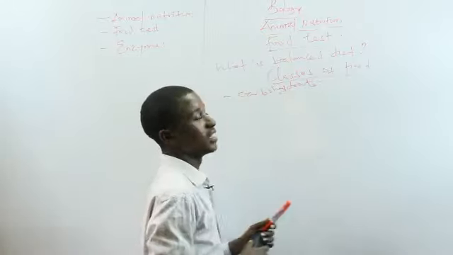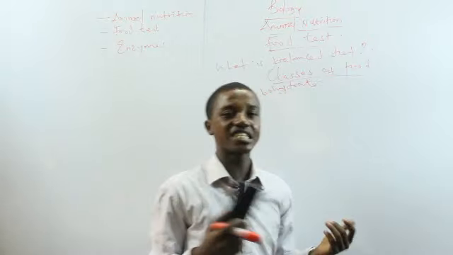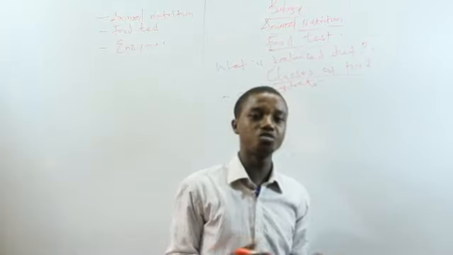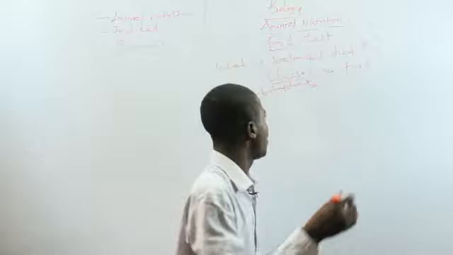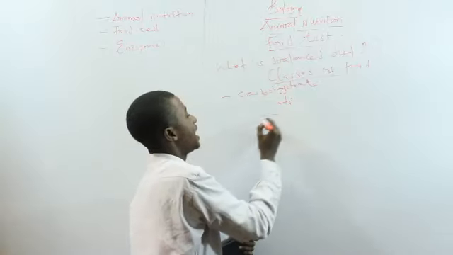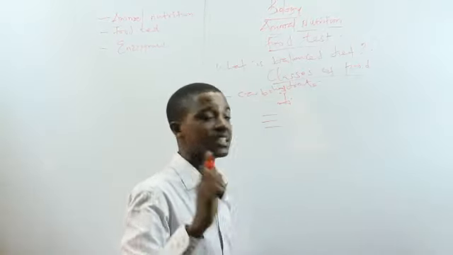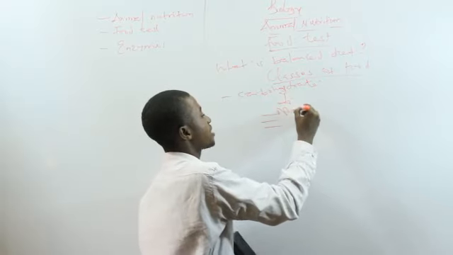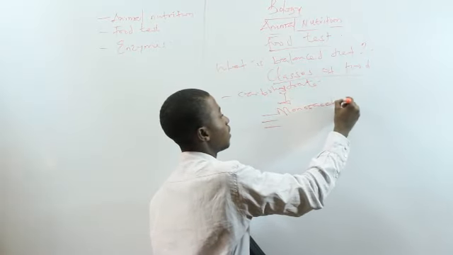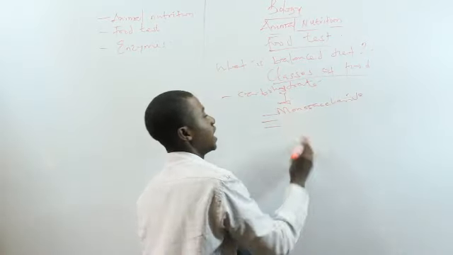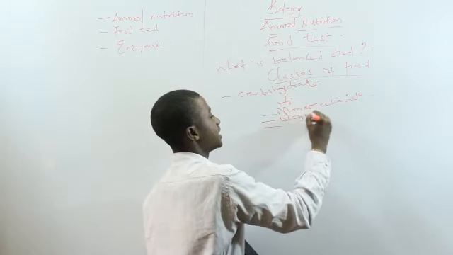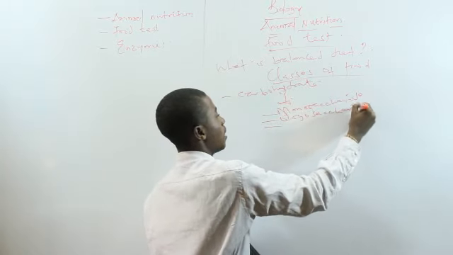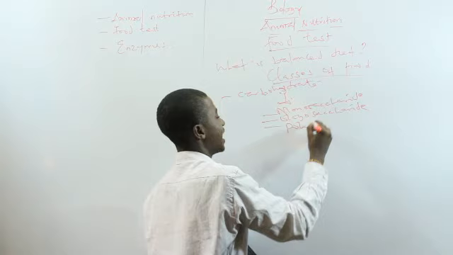So what are carbohydrates? Carbohydrates are food that are rich in starch. Carbohydrates are starchy foods. Carbohydrate is basically divided into three. We have the monosaccharide, and we have oligosaccharide, and we have polysaccharide.